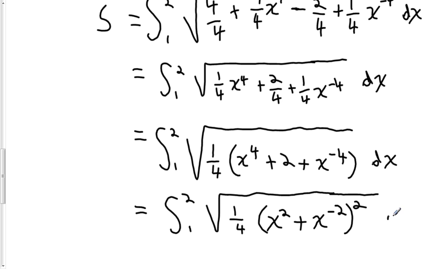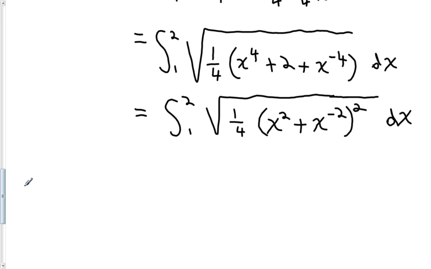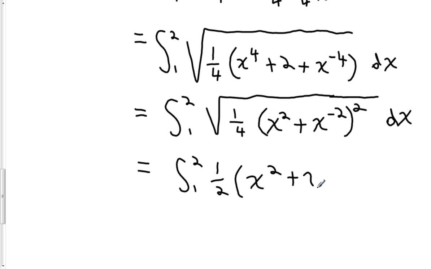So that's the factorization of that. And the next thing is we can actually go ahead and take the square root of both of these things separately. So we'll have the integral from 1 to 2. The square root of 1/4 is 1/2. And the square root of this squared is just x squared plus x to the negative 2 dx.